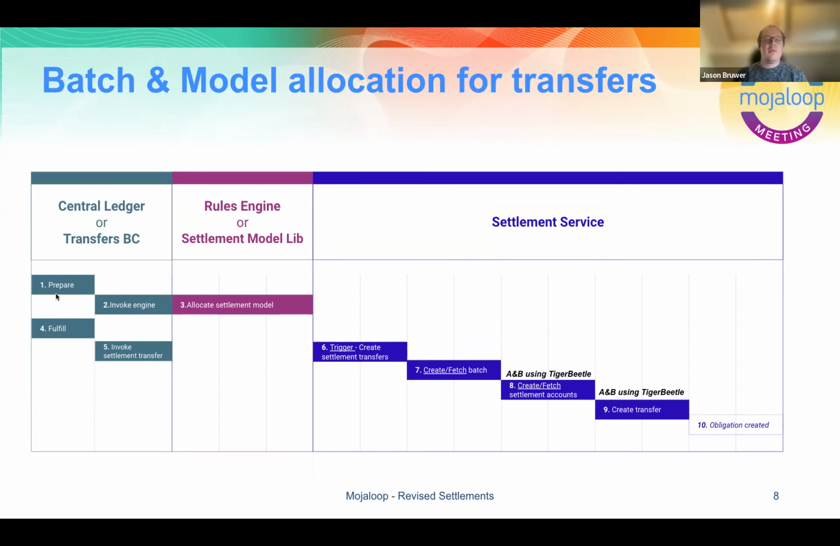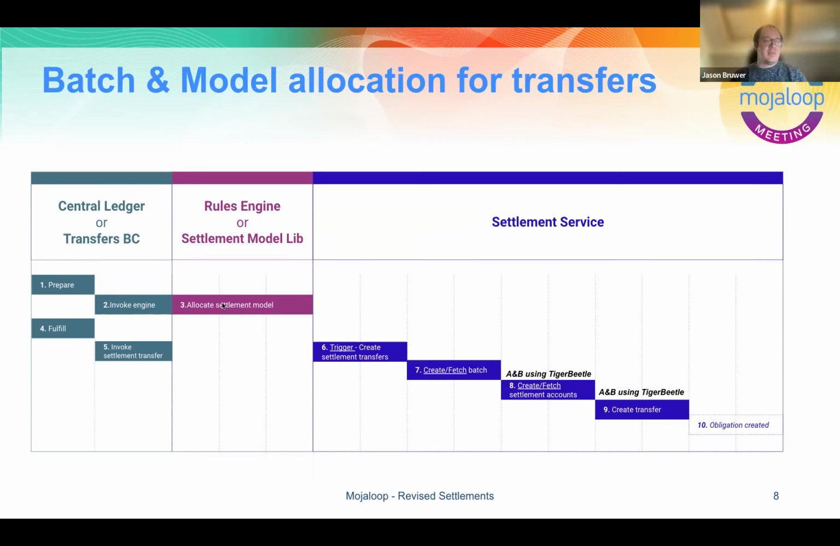Step number 1, the prepare. Once the quote has been accepted, the prepare operation will be responsible for obtaining the settlement model in Central Ledger and Transfers BC. The next step is to invoke what we call the engine, which in the case of Central Ledger will be the rules engine, and in vNext, it will be the settlement model lib. It would be invoked in order to obtain the correct settlement model. The reason for this is because Central Ledger and Accounts and Balances BC, in the case of vNext, have visibility on which accounts are being impacted due to the settlement obligation being created.